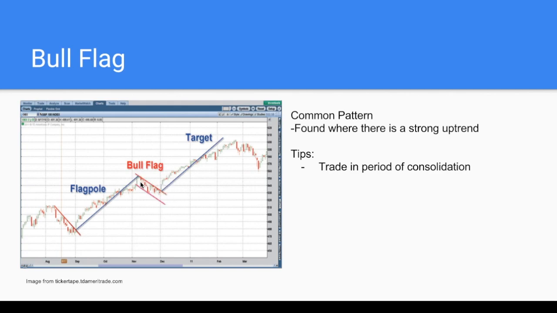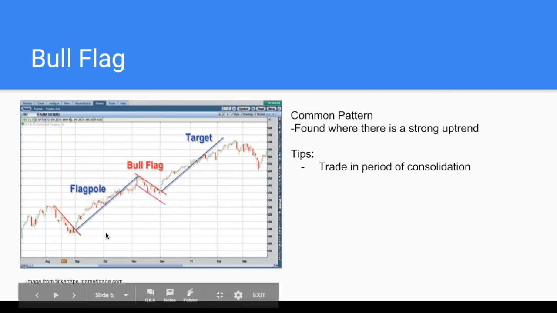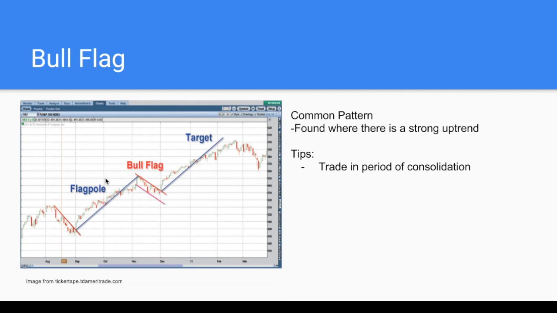It doesn't have to be as steep as the picture, but it can be. It can even be horizontal. It can go straight up. The flagpole can be straight up, and the flag can be horizontal. It doesn't have to look exactly like this, but it's around this idea.